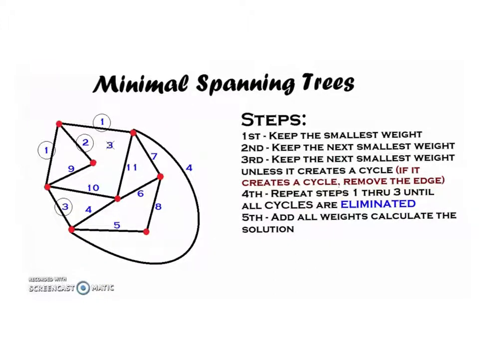Moving on to the weight of 4. There's 2 of those. Looks like we can only keep 1 of them. We actually cannot keep this weight right there because it will create a loop all the way around. And then we should see here that we cannot keep the weights of 7, 8, 9, 10, and 11.